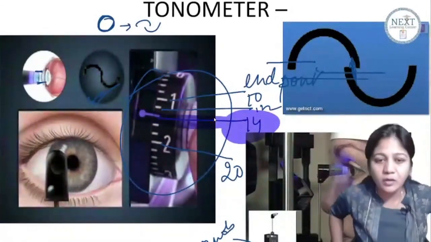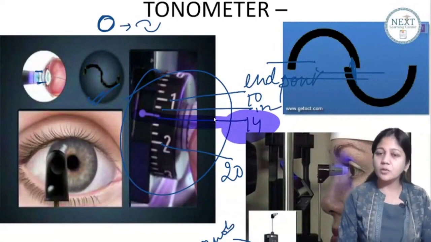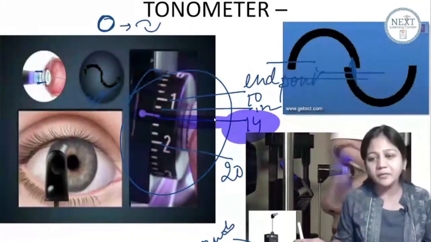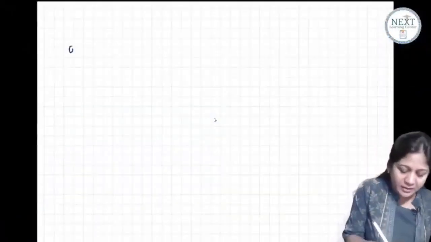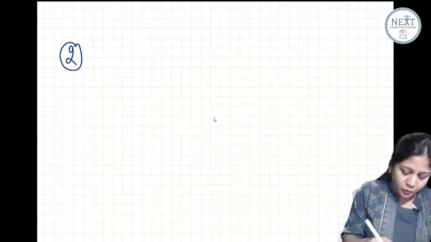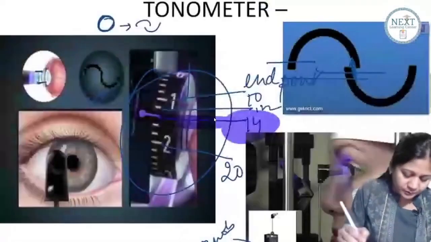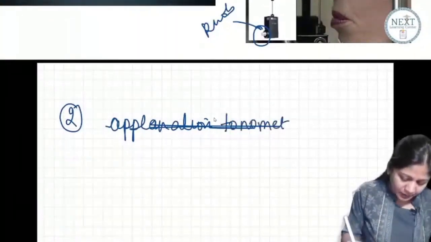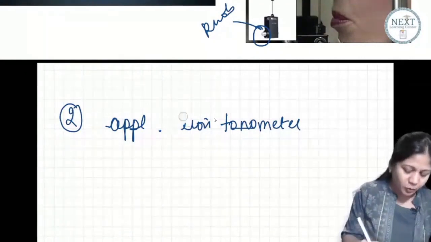Am I a little clear to all of you? Do you understand a little of what is happening? So what can be the questions? First of all, you have to identify what this tonometer is. This is your Goldmann applanation tonometer. Please write down. The second type of tonometers are applanation tonometers. Applanation. And what is the prototype here?